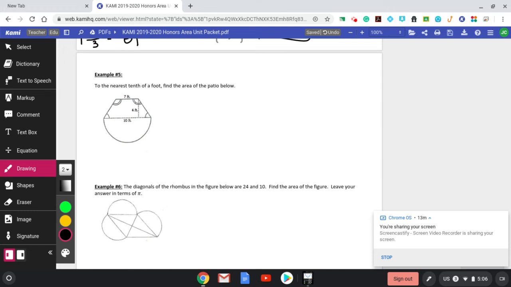All right, big timers coming up here. Number 5: find the area of the patio below, to the nearest unit. Well, what's the patio made up of? Here's the first time we're going to experience this. The patio is a trapezoid plus the half circle.